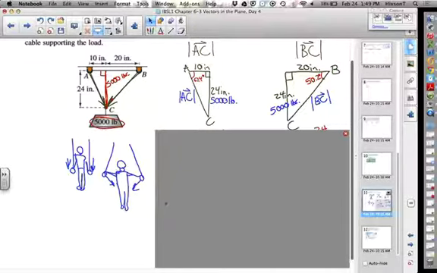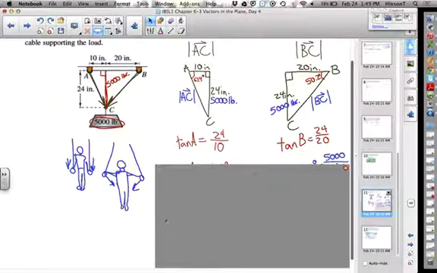But we don't want to use the law of sines or the law of cosines unless we have to, because they're harder than using right triangle trig. Tangent of A is opposite over adjacent, 24 over 10. Same thing over here, tangent of angle B would be 24 over 20. That's how we get the 67.4 degrees and over here the 50.2 degrees. In order to actually figure out what A is, we have to do the inverse tangent.